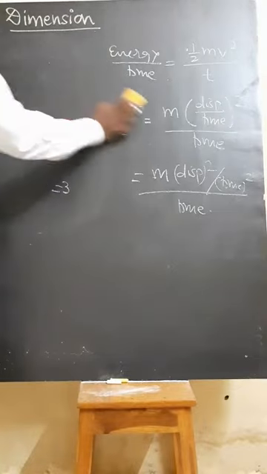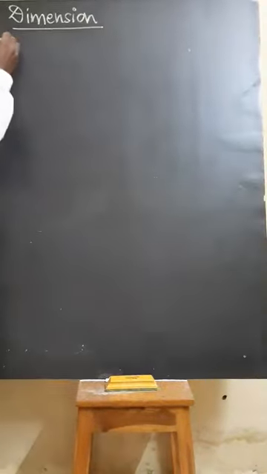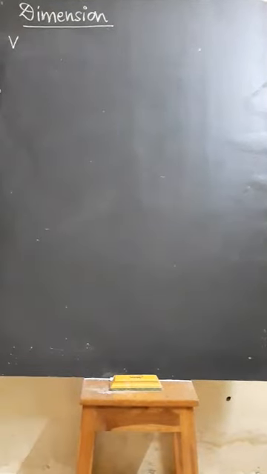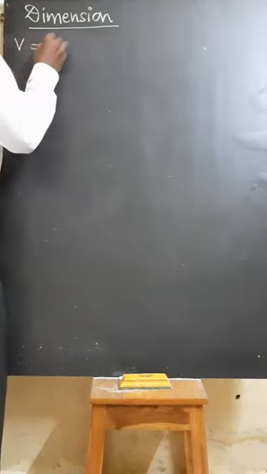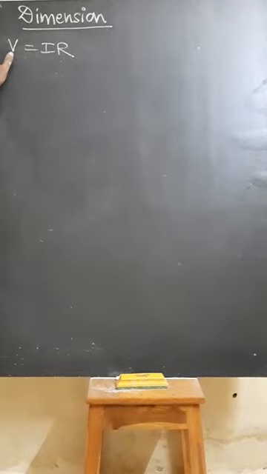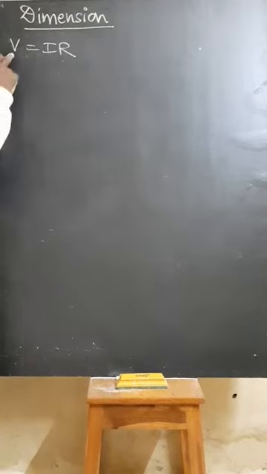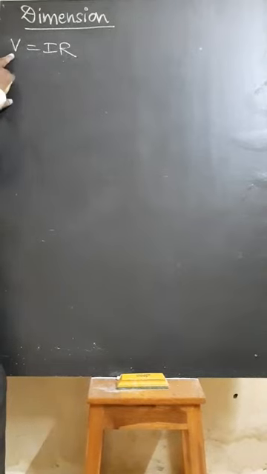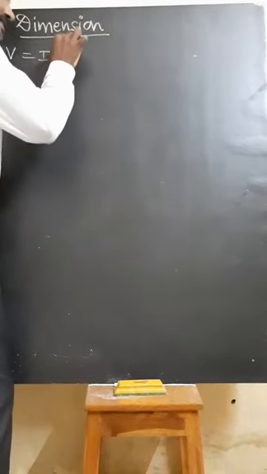Now, last example, that is V. In the statement of Ohm's law, or the mathematical form of Ohm's law, everyone knows that V equals IR. And so many students say that in Ohm's law V is voltage. It's totally wrong, my friends. V is a potential difference. Okay. Now we calculate the dimensions of resistance.